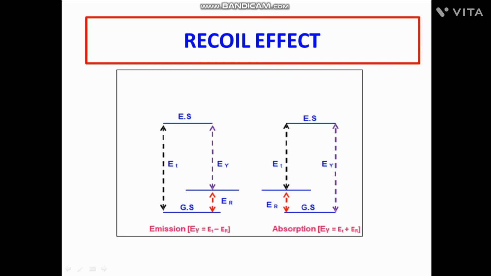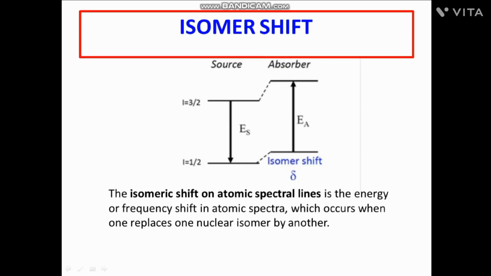To understand more, look at the two diagrams given. One shows the transition occurring in the emitter, and the other shows the transition occurring in the absorber. In the emitter, the energy of the gamma rays is less than the transition energy. So gamma ray energy is equal to transition energy minus recoil energy. In the case of the absorber, the energy of the gamma rays absorbed is greater than the transition energy. So the energy of the gamma rays is equal to transition energy plus recoil energy.